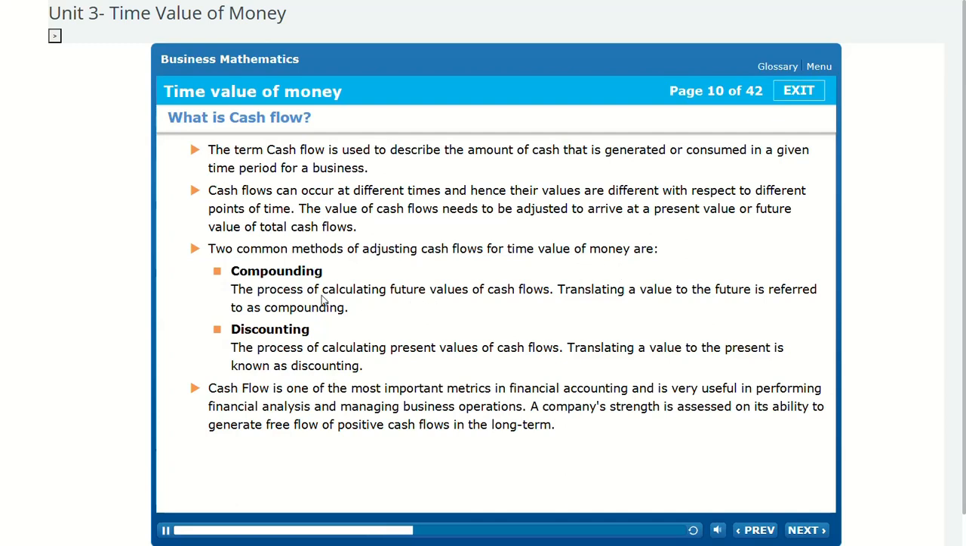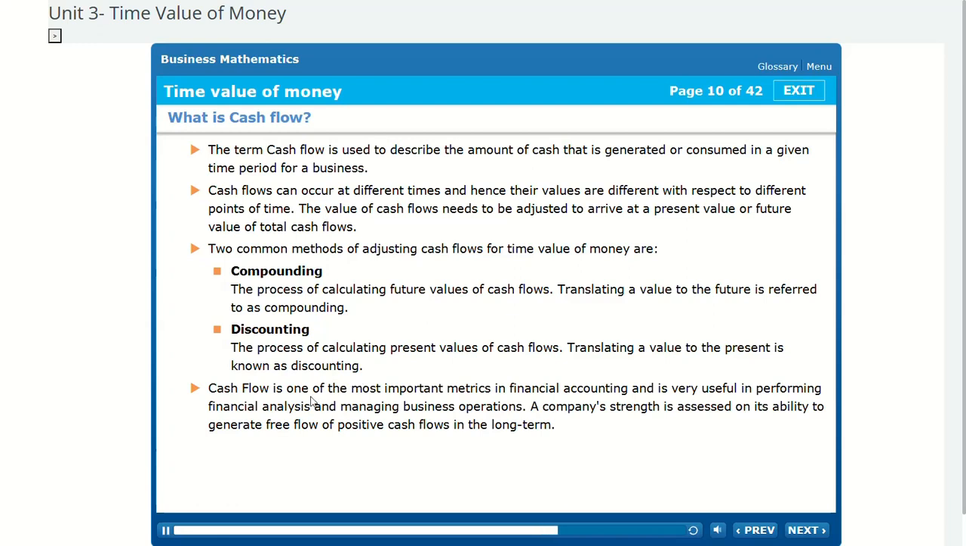Compounding: the process of calculating future values of cash flows. Translating a value to the future is referred to as compounding. Discounting: the process of calculating present values of cash flows. Translating a value to the present is known as discounting.